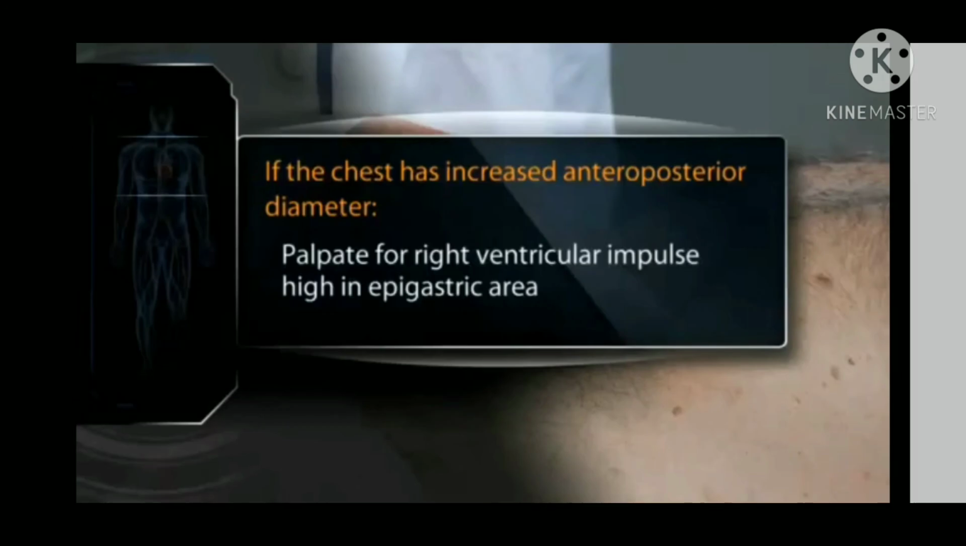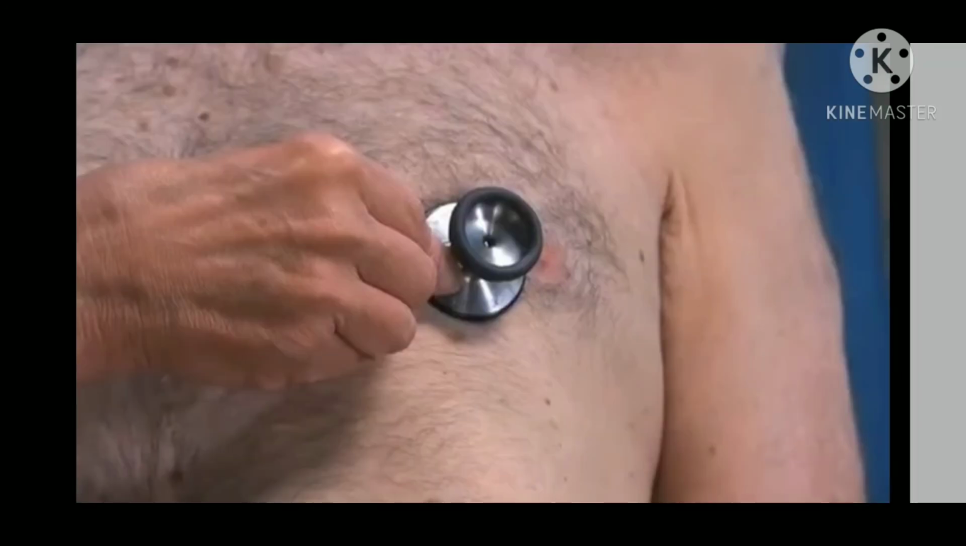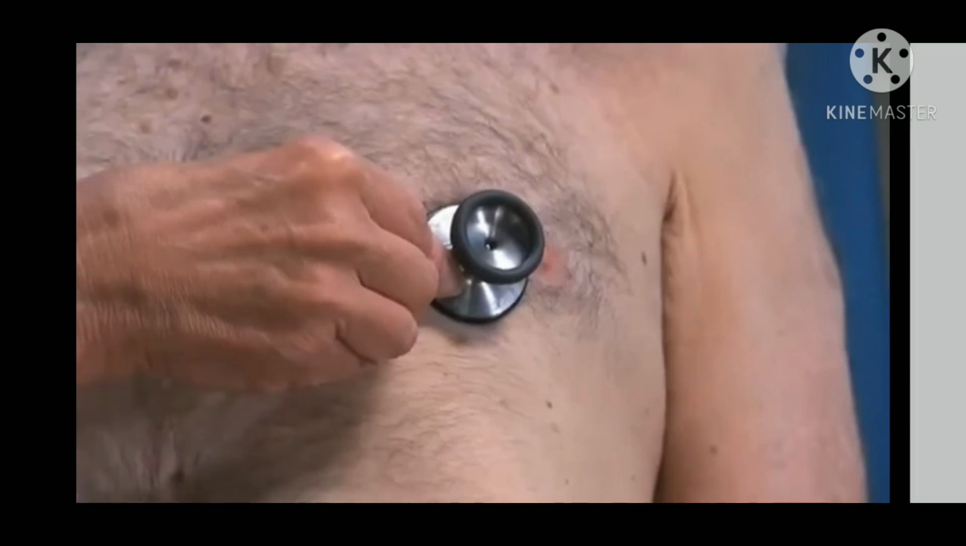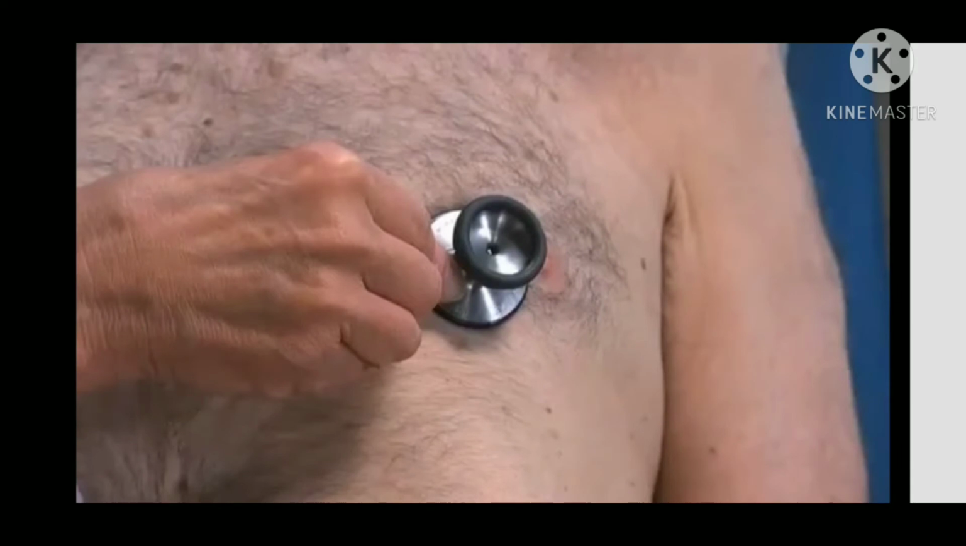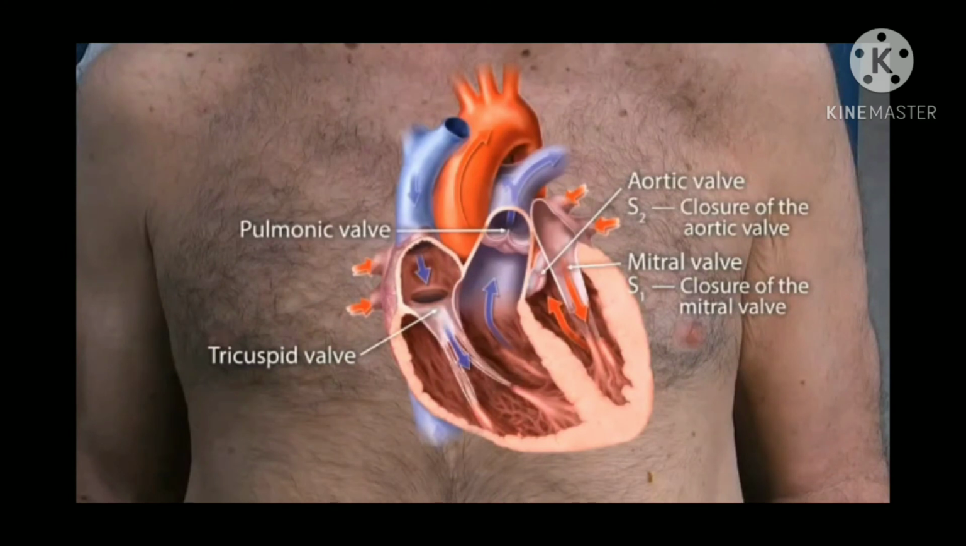Feel for a right ventricular impulse at the lower left external border while keeping one finger in the third interspace. Place additional fingertips in the fourth and fifth interspaces. Then feel for the right ventricular impulse in the epigastrium.